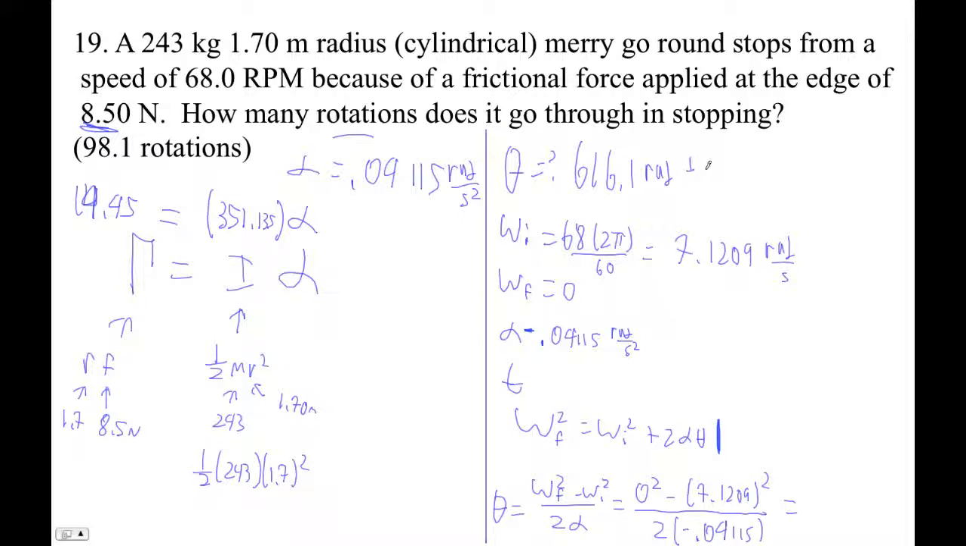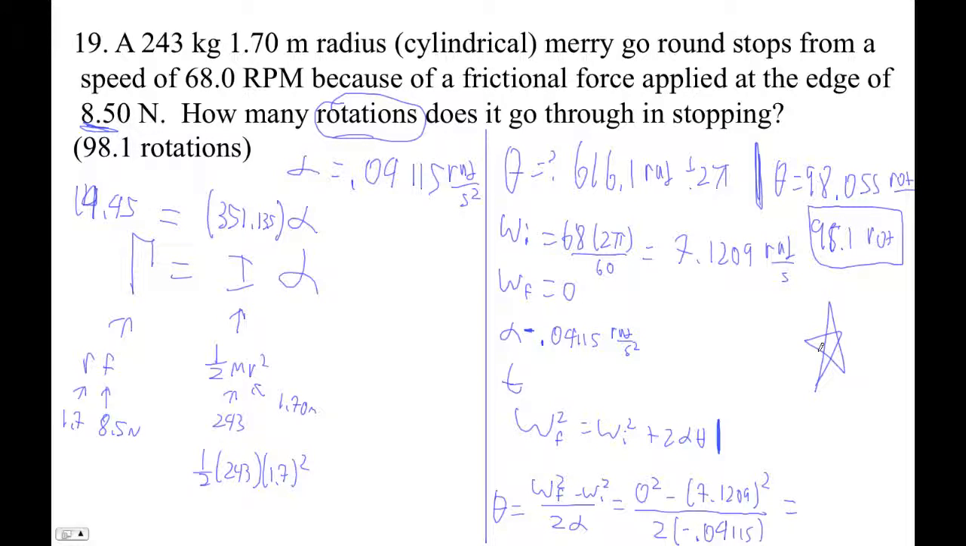right? And then divide by 2 pi, because we want rotations, right? Divide by parentheses 2 pi is 98.05. Rotations. So 98.1 rotations.